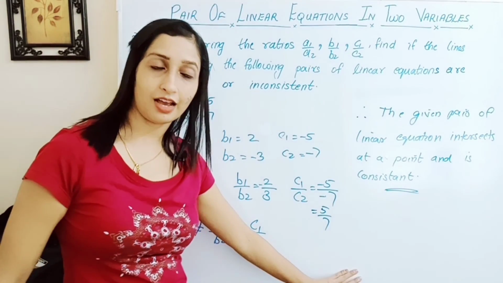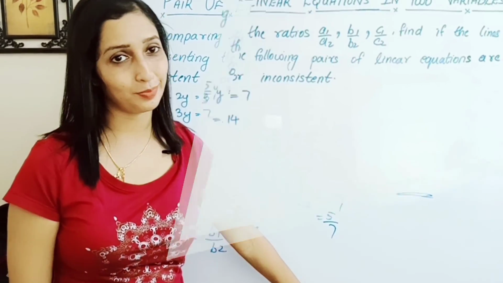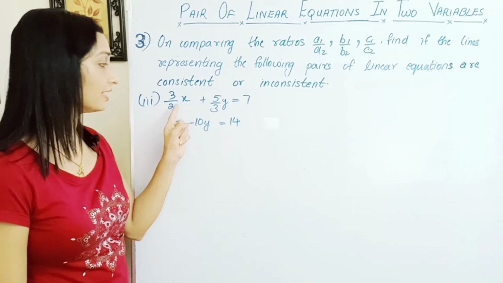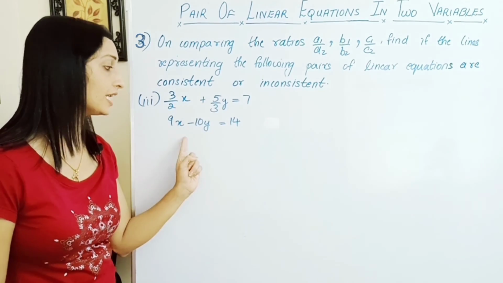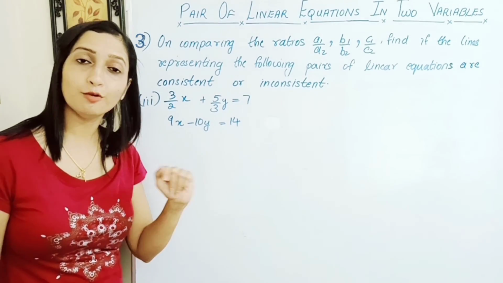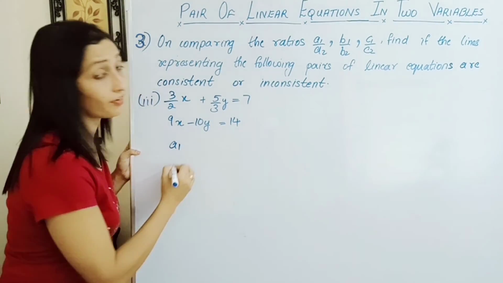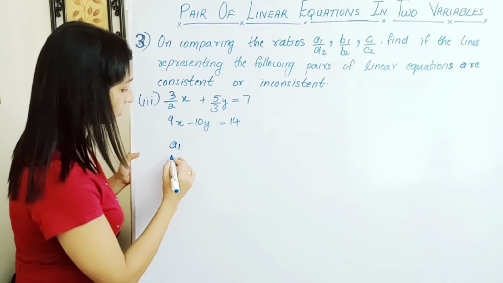So this is our answer. Now let's move on to our next part. Now this is our part 3, that is 3 by 2x plus 5 by 3y equals 7 and 9x minus 10y equals 14. So first let us take down and write our a1, a2, b1, b2 and c1, c2.